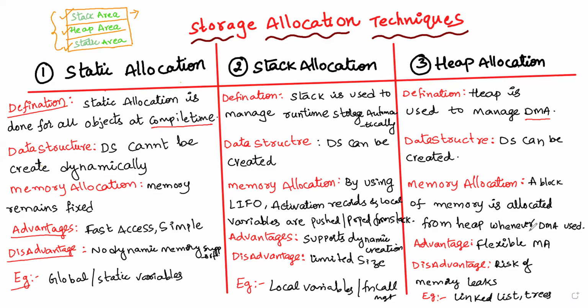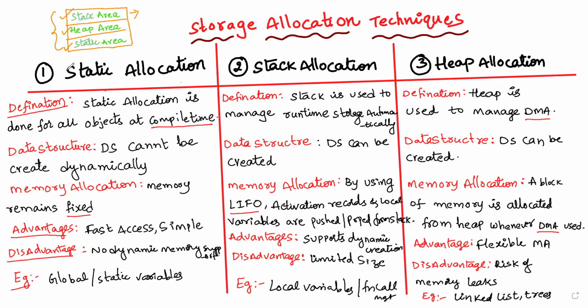Whenever we require dynamic memory allocation. So in the static, memory is fixed. In the stack, by using LIFO, the data will be allocated dynamically at runtime. But in the heap, a block of memory is allocated from the heap whenever we require dynamic memory allocation. So the keyword is fixed here, LIFO here, and DMA here.